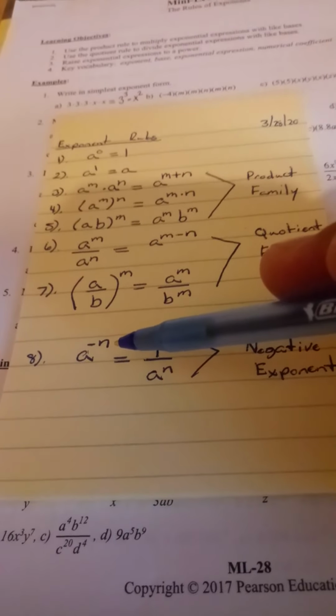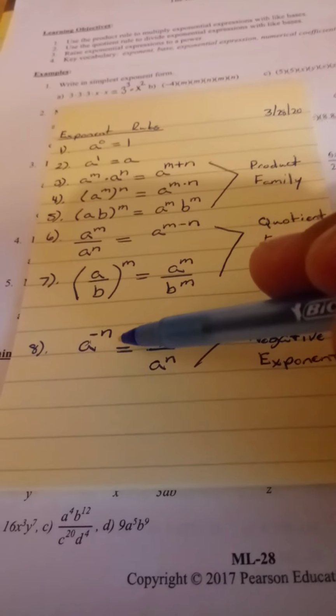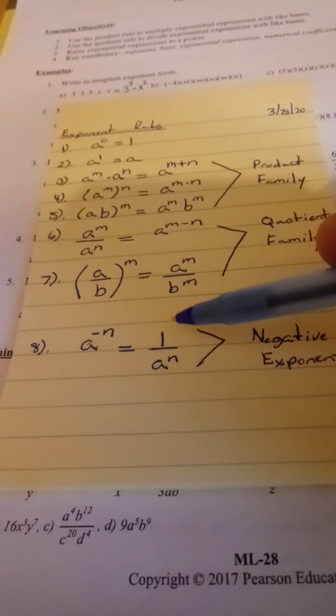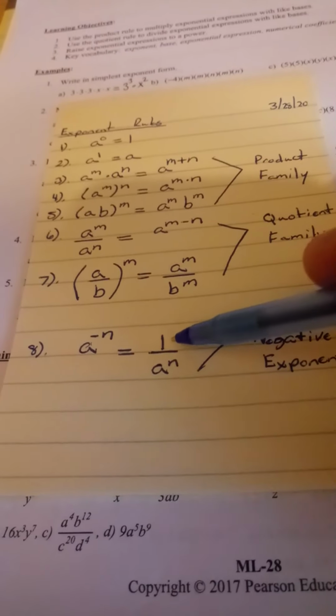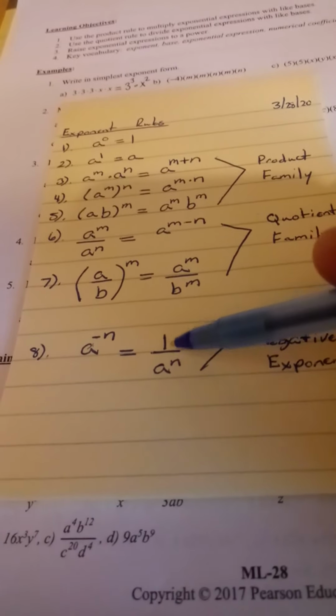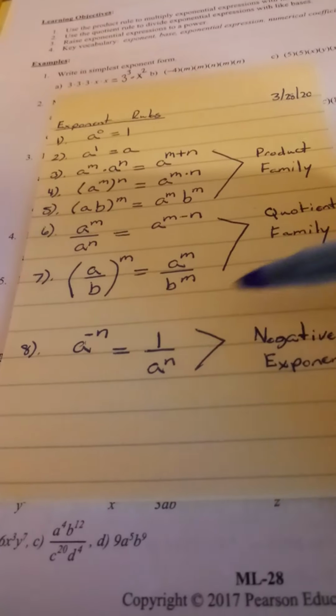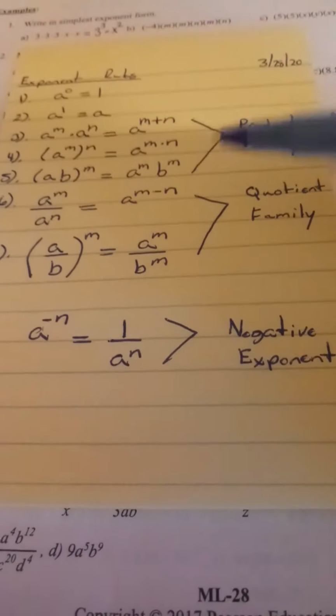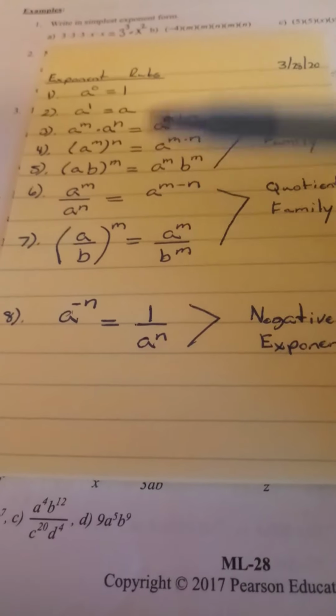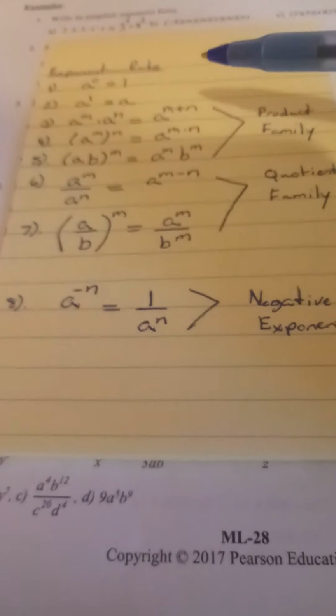We kind of introduced it in the middle of the section, but the negative exponent rule is kind of separate from those two. So if you ever have a negative exponent, make sure that you rewrite it. So you have 1 over that base itself raised to the positive exponent. Alright, so that is a short summary of all the exponent rules that you're going to have.